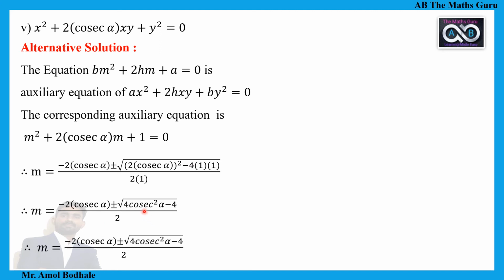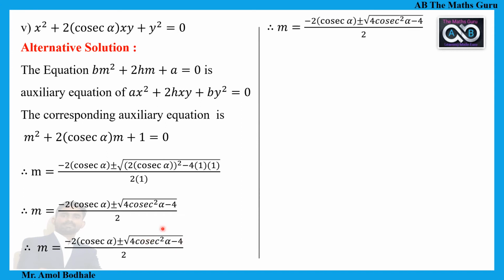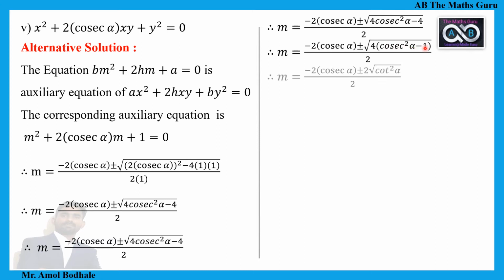Here we will take 4 common from this. If we take 4 common in bracket, we will get cosec square alpha minus 1. So here the square root of 4 is 2, and cosec square minus 1 is cot square, and we can take cot square outside the square root.